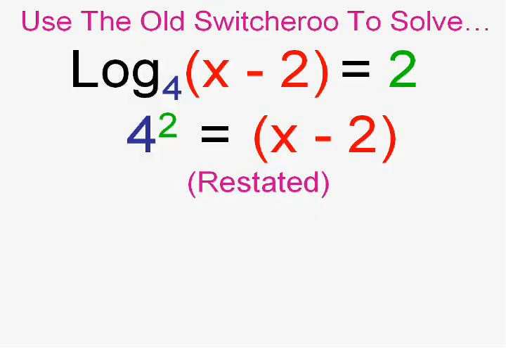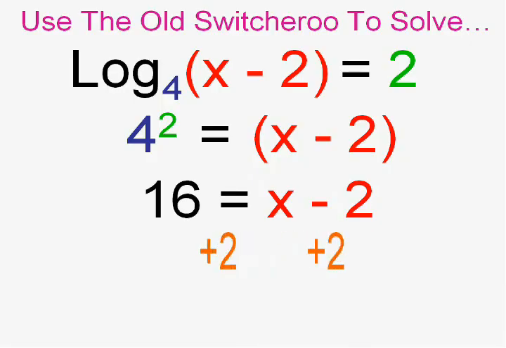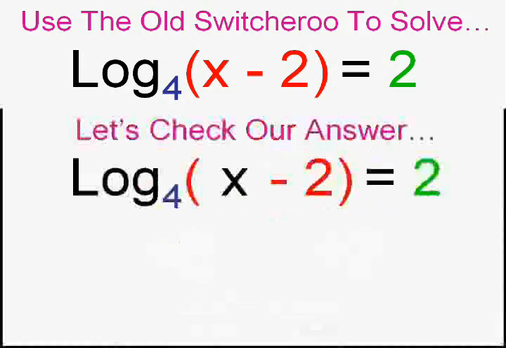the base 4 to the exponent, that's what the logarithm is, to the exponent 2 equals the number or expression x minus 2. Well, 4 to the second is 16, and now we can solve the equation. Adding 2 to both sides, x in this case is 18.